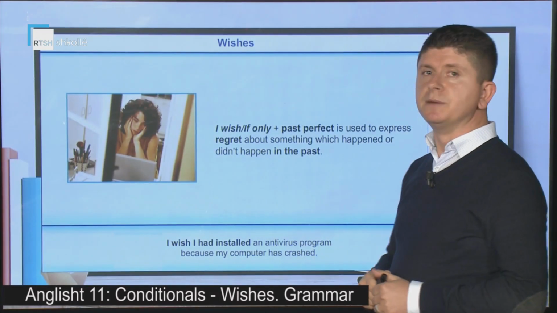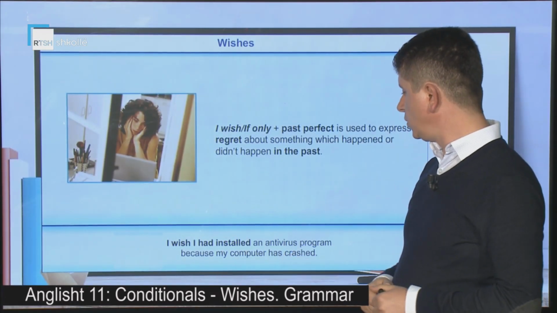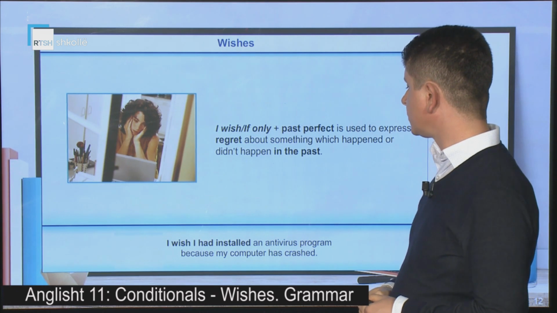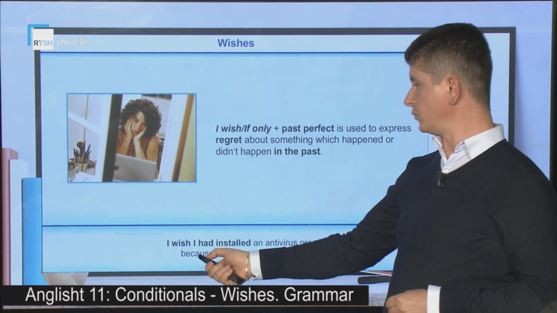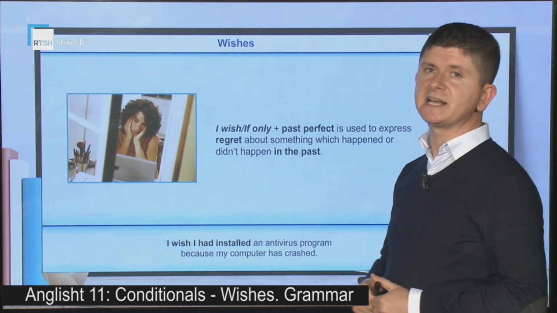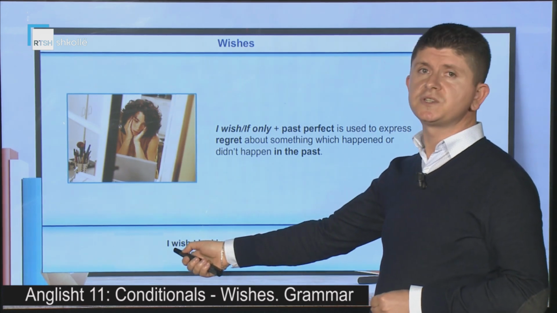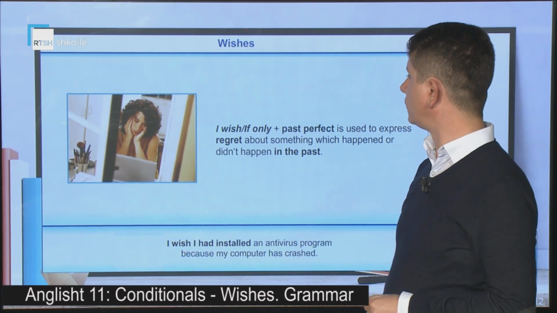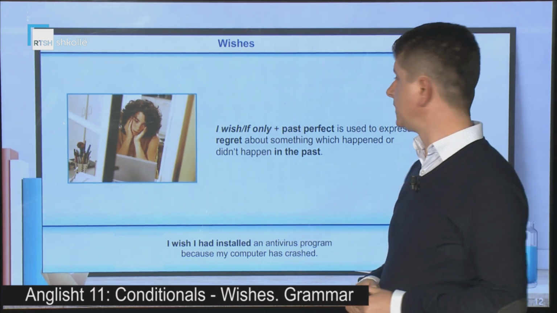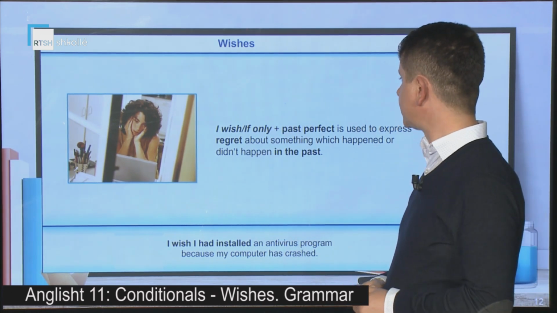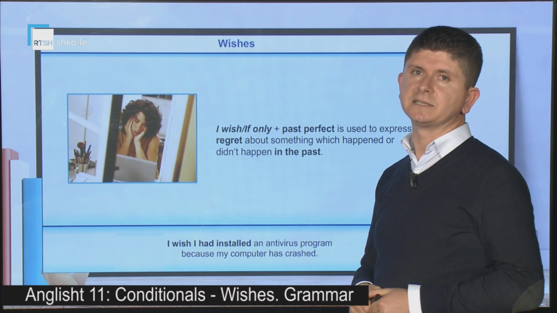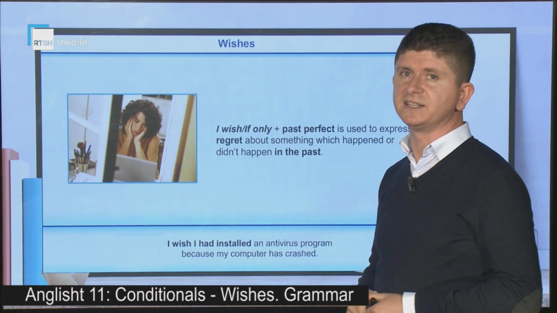Let's look at another example. "I wish I had installed an antivirus program because my computer has crashed." We see that we have used "I wish" plus past perfect here. Again, "I wish" might be replaced by "if only." And we use "I wish" or "if only" plus past perfect to express regret about the past and things that we can't change.